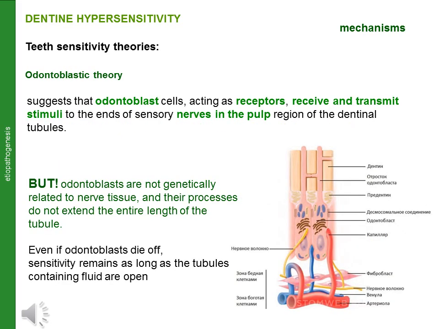Odontoblastic theory suggests that odontoblast cells, acting as receptors, receive and transmit stimuli to the ends of sensory nerves in the pulp region of the dental tubulus. But odontoblasts are not genetically related to nerve tissue, and their processes do not extend to the entry of the tubuli. Even if odontoblasts die off, sensitivity remains as long as the tubules containing fluid are open.